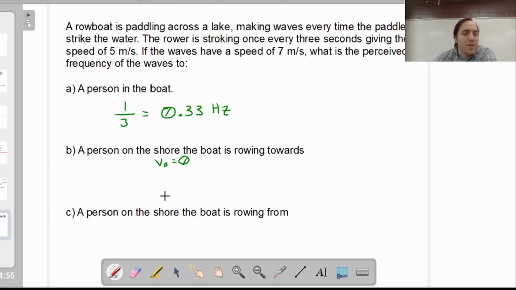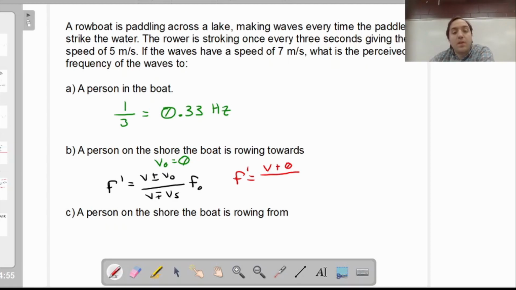But what about the frequency? Well, F prime equals V plus minus VO over V minus plus VS, F original. We said VO is 0, so we just put the velocity in here and leave this as 0. But the source is moving. It's moving towards your observer, so we'll use the minus sign.